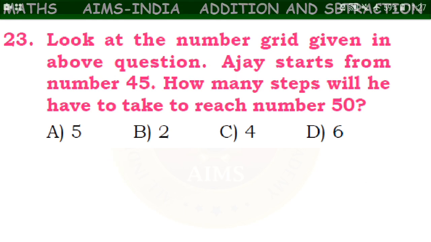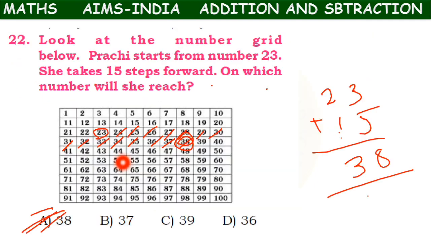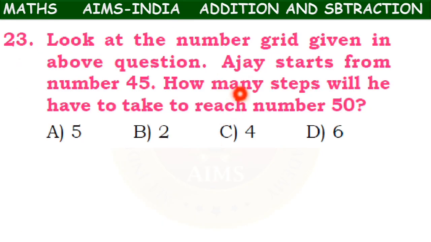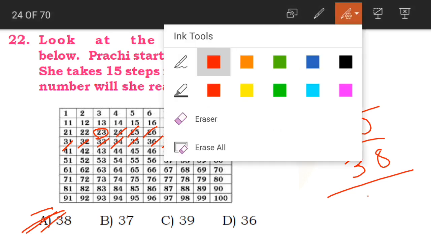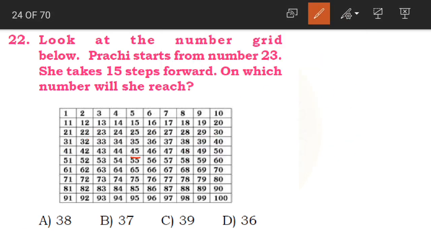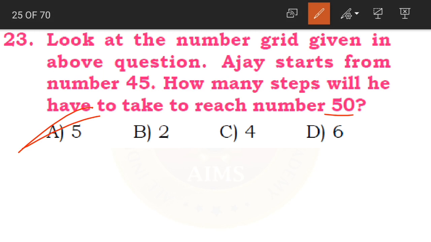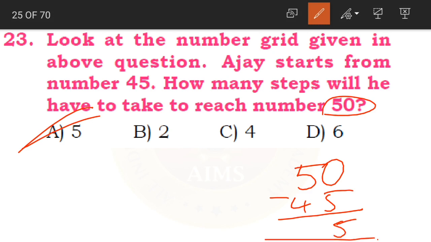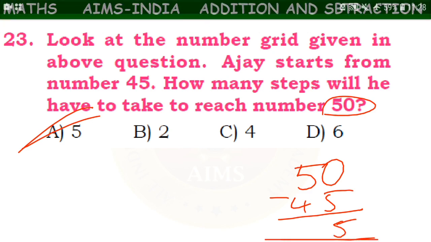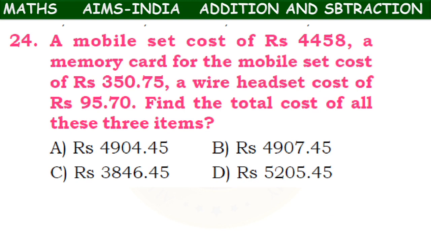Coming to question number 23. Again, the same grid given in this question is to be considered. Ajay starts from number 45. How many steps will he have to take to reach number 50? See, he is starting from 45. So, how many steps does he need to reach 50? 1, 2, 3, 4, 5. Yes, children, 5 steps. So, 5 will be our answer. That is option A. Or simply, you can subtract 45 from 50. 50 minus 45 is 5. Either way, option A, 5 will be our correct answer.